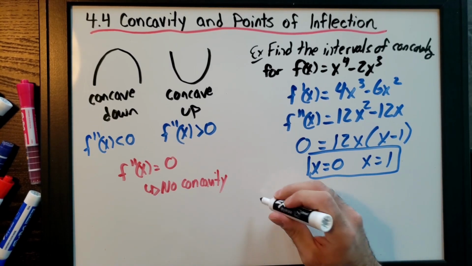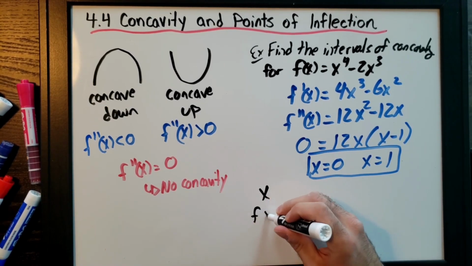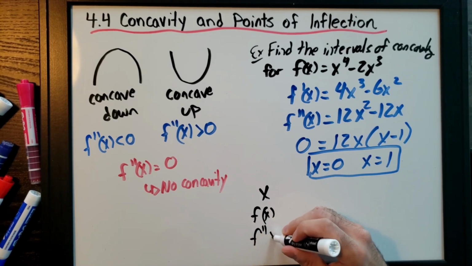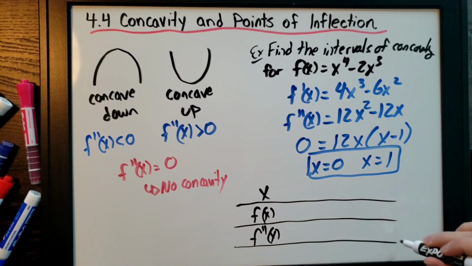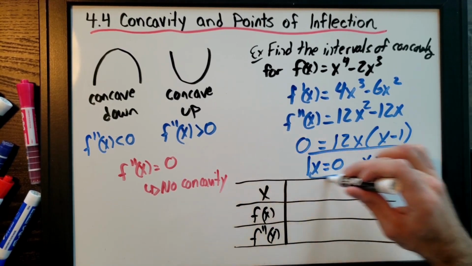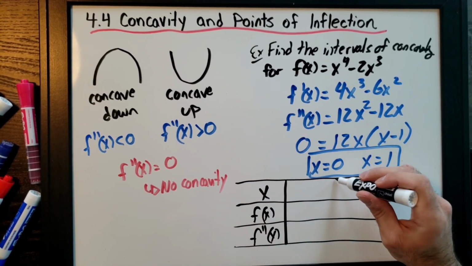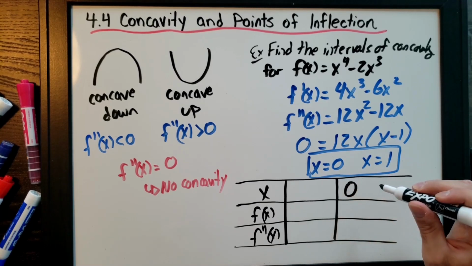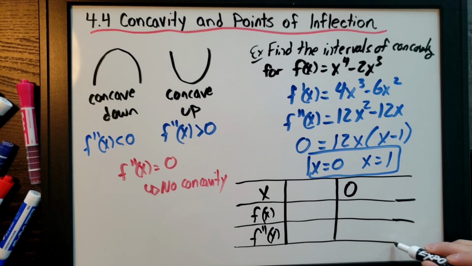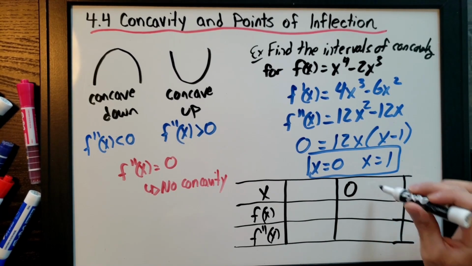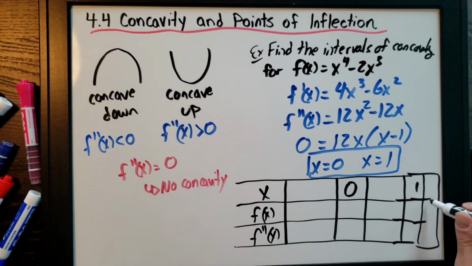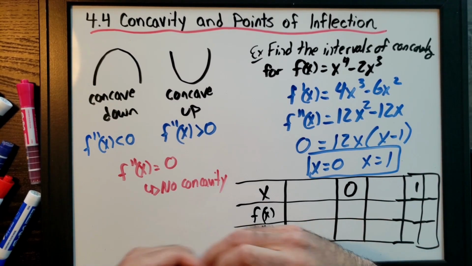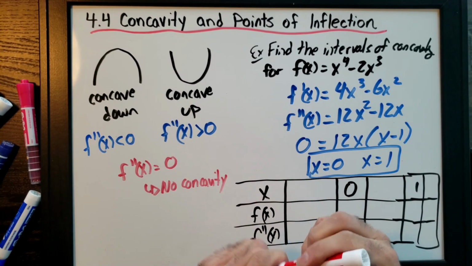So I'll make a little decision table using f of x and f double prime of x. Okay, and we want to find out if one of the intervals is between negative infinity and 0. Then we have 1. And I need another little section over there. Terrible chart, but it's all good.